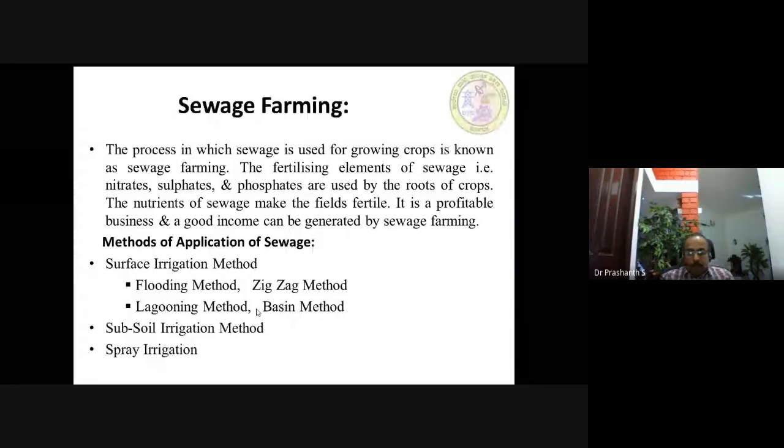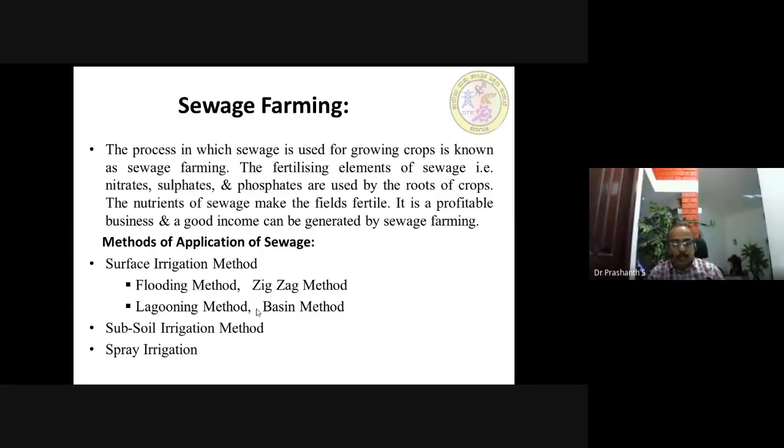So the fertilizing elements of sewage: it has these types of fertilizing elements. Fertilizers, selenium, nitrates, sulfates, phosphates are all present in the sewage. As they are present in the sewage, definitely sewage can be used for growing crops. So the nutrients of sewage make the fields fertile, and it's a profitable business.